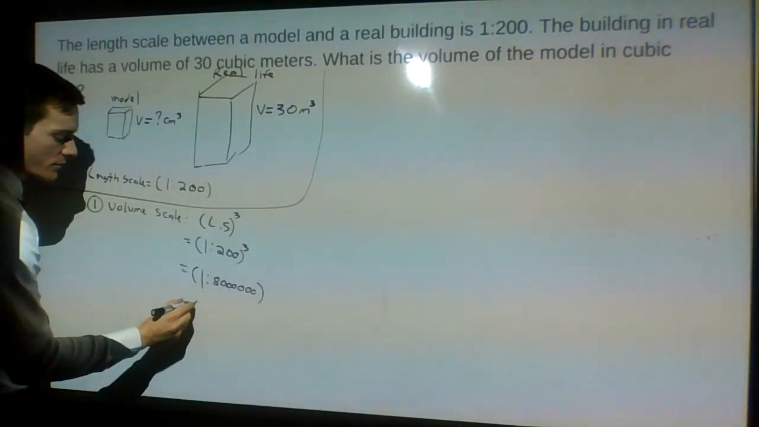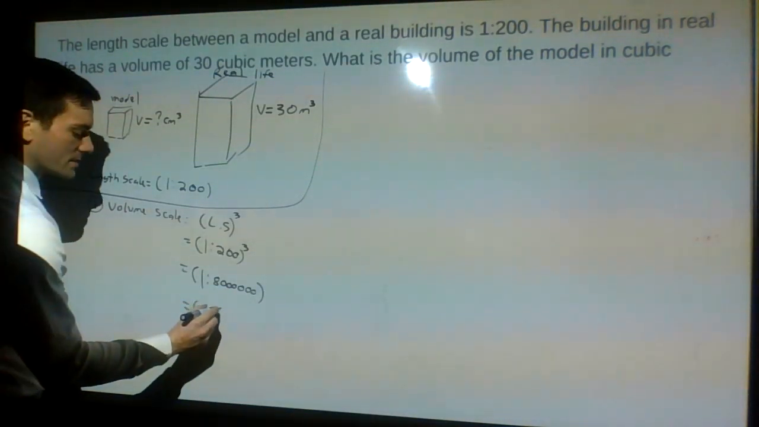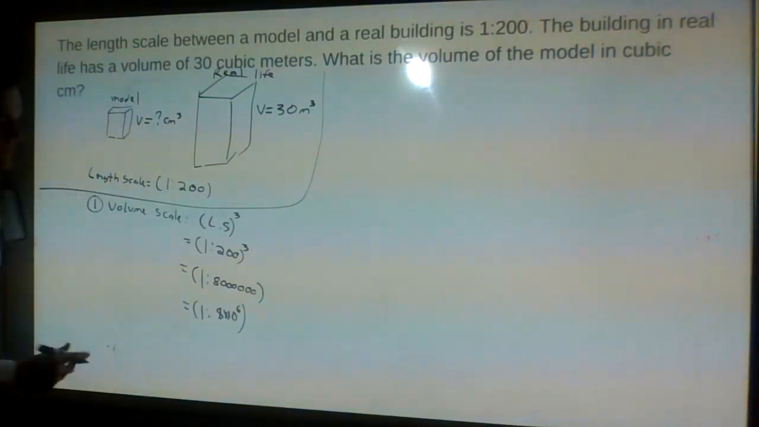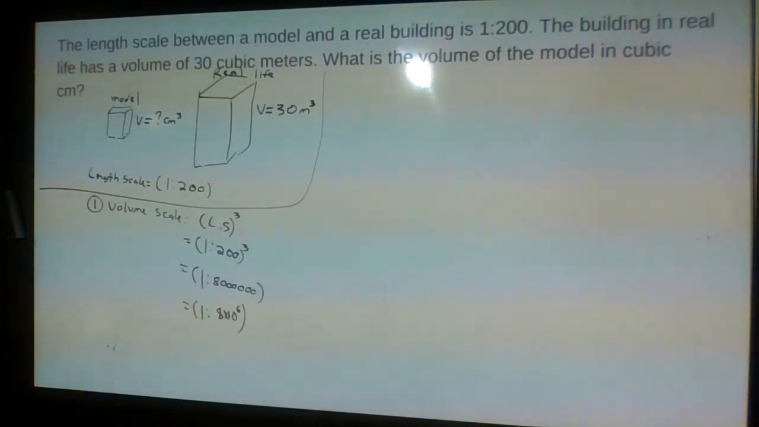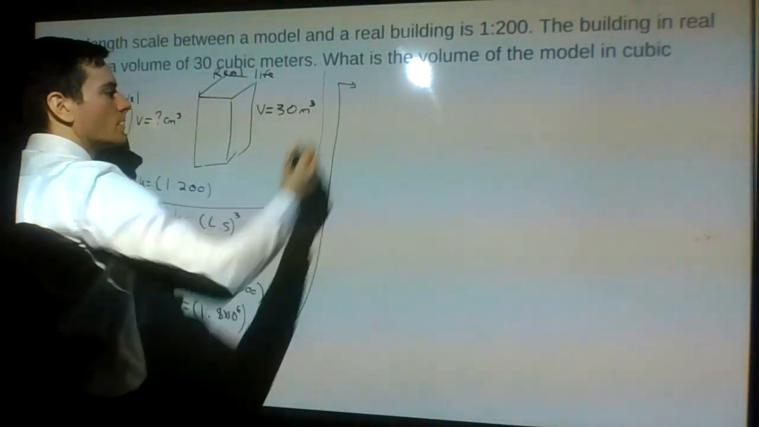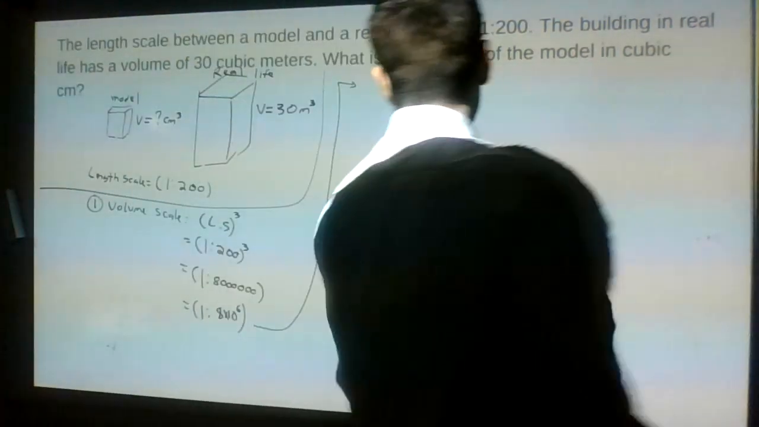And just to review and show off our scientific notation skills, 8 million is the same as 8 times 10 to the power of 6. These just mean the same thing. All right, good. So we have that. Now from here, there's a few steps we can take. There are different paths we can take to get the answer.